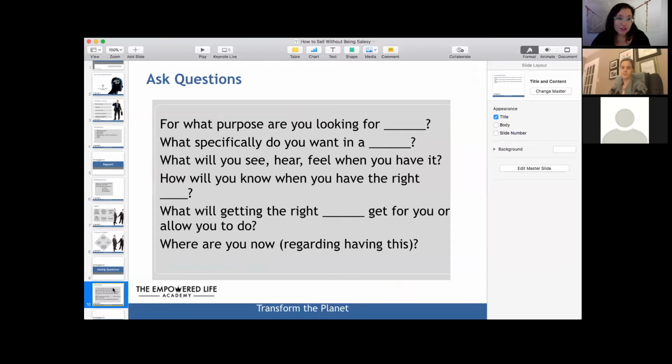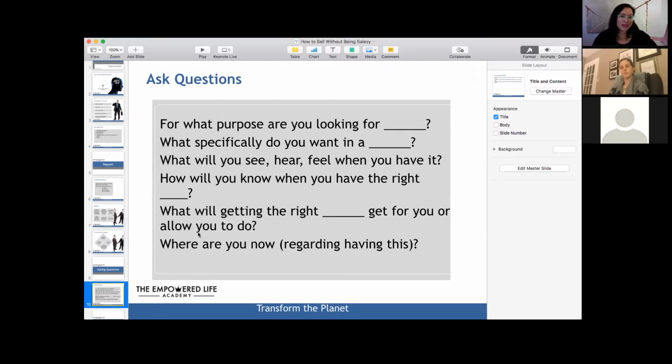So here are some questions you might want to ask. So for what purpose are you looking for blank? That would be your product or service. What specifically do you want in a blank? What will you see, hear, feel when you have it? So all you're trying to do is you're establishing what is their internal representation of using your product or your service. How will you know when you have the right one? What will getting the right one, the right thing, get for you or allow you to do? And where are you now in regards to having this?